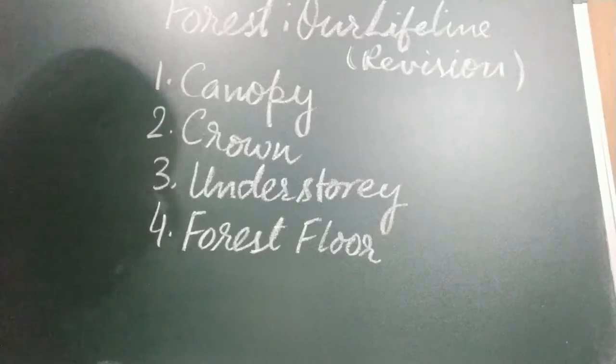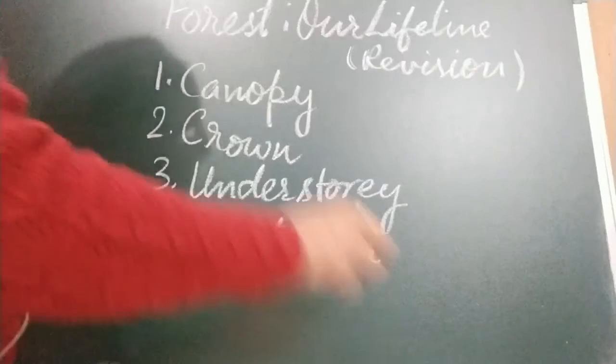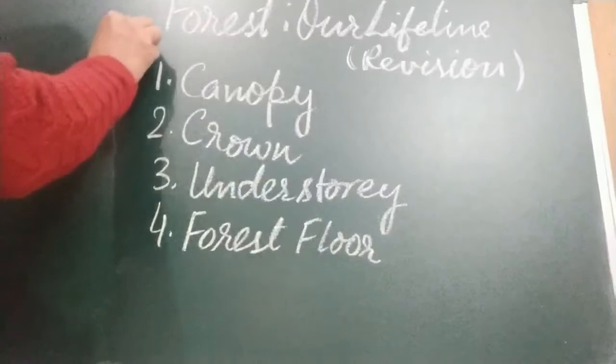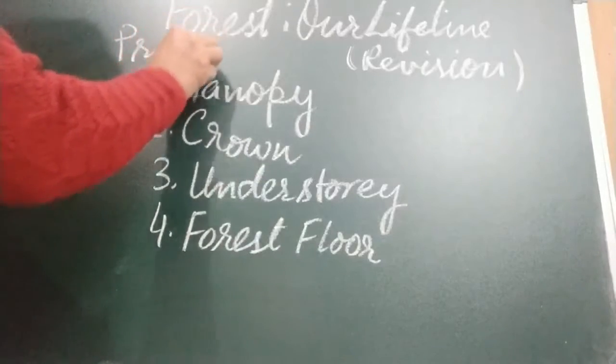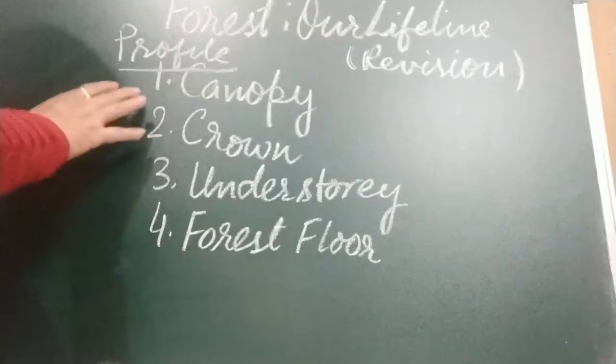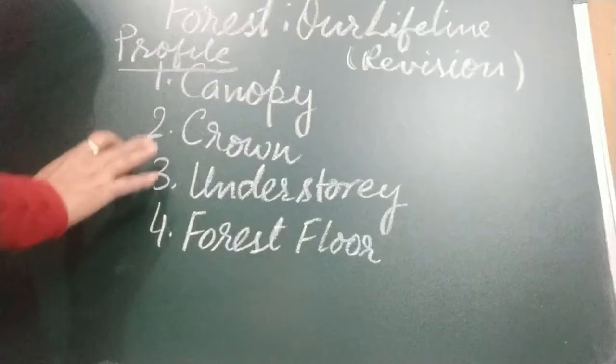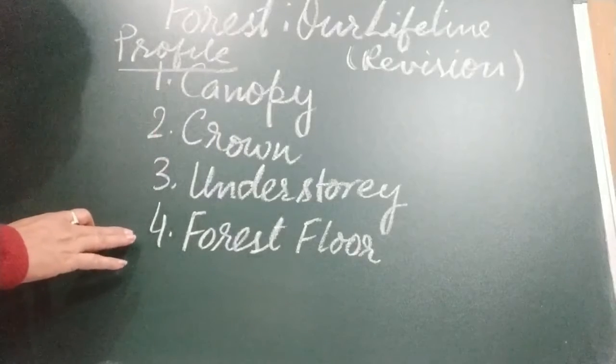Hello children, today we are going to revise the lesson Forest our Lifeline. First we are going to discuss the profile of a forest. A mature forest can be divided into 4 layers: canopy, crown, understory and forest floor.